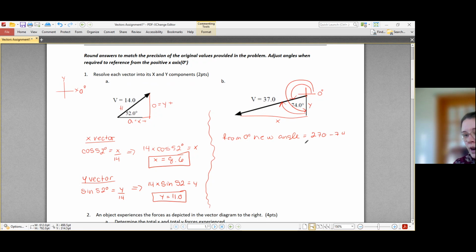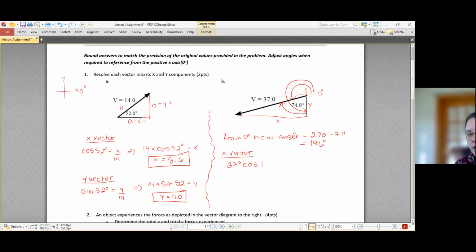So that's why we subtract the 74 degrees, and that leaves us with 196 degrees from 0. So if we're using that, our x vector will use cosine, just the same as in the first one. So we're going to have 37 degrees. We can use exactly the same rearranging as the first time.